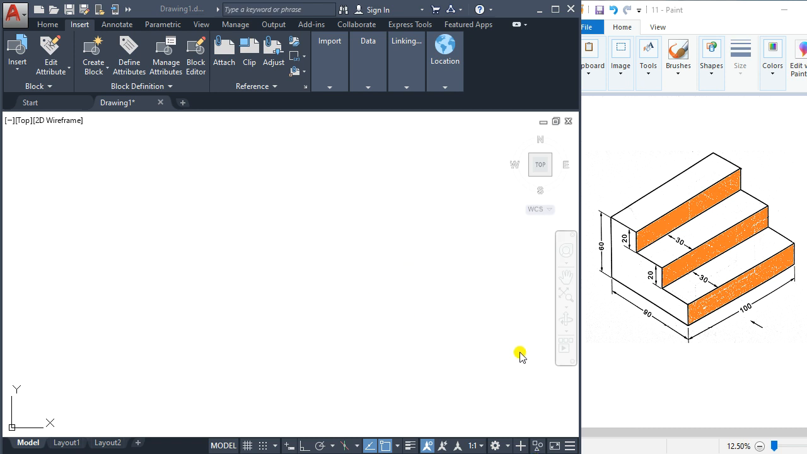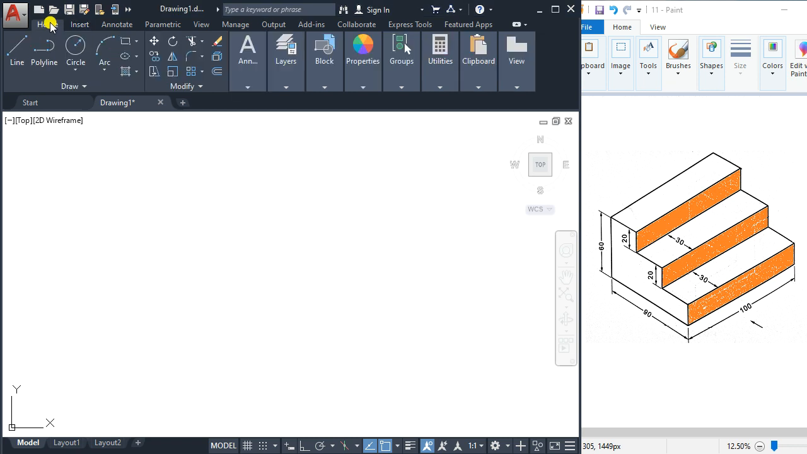So let us start the drawing. First of all, we are drawing the front view of this object. In the front view, we will draw a 100 by 60 outer rectangle, and in that we have to draw three more rectangles, that is 20 by 100, 20 by 100, 20 by 100.